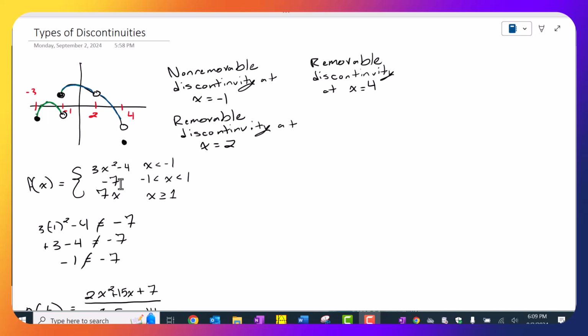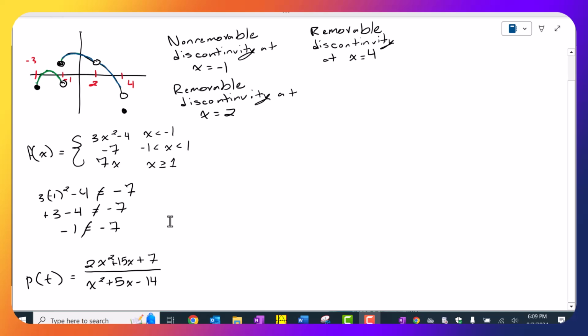So since they're not equal, we already know that if we were to sketch this graph at negative 1, if we come from the left, we would have that right there. And if we come from the right, we would have that right there. So this would give us a non-removable discontinuity, and both of those are open dots because we have that there.